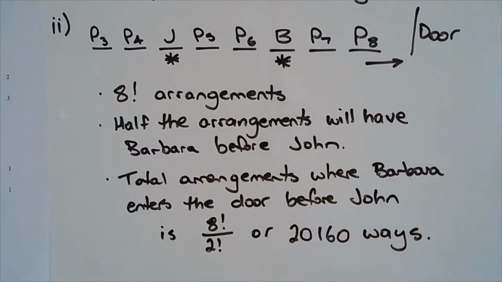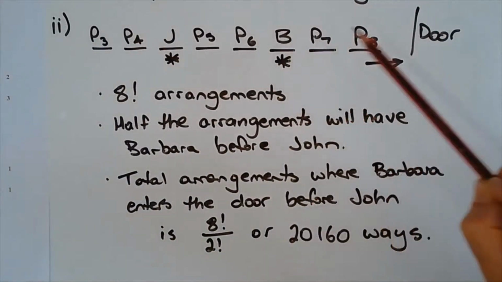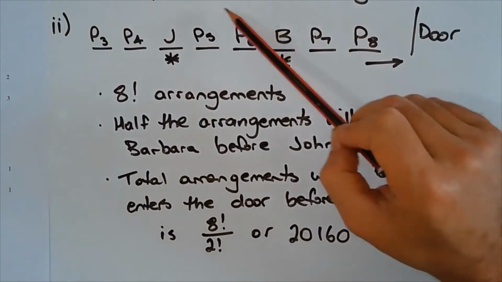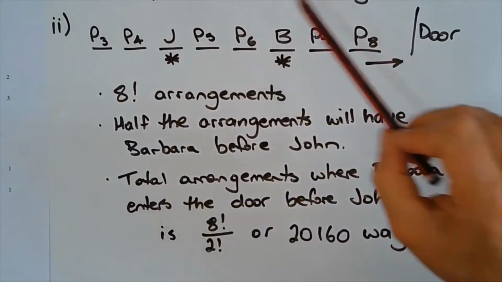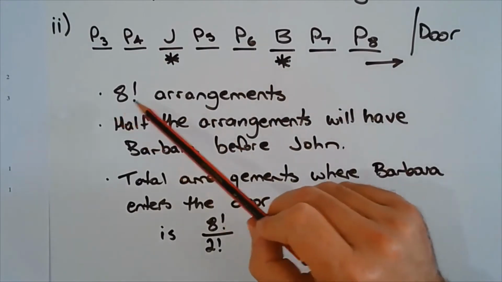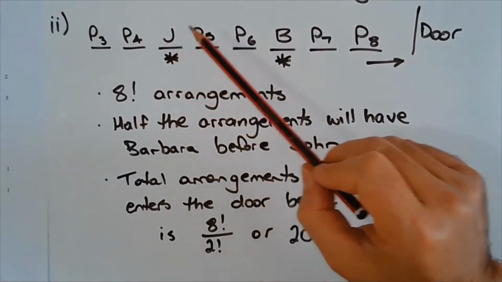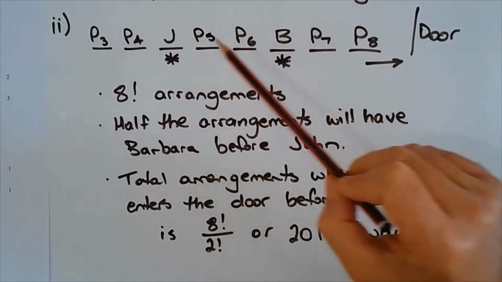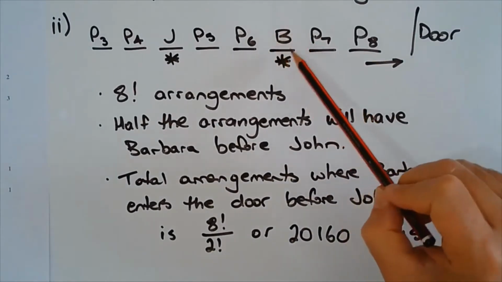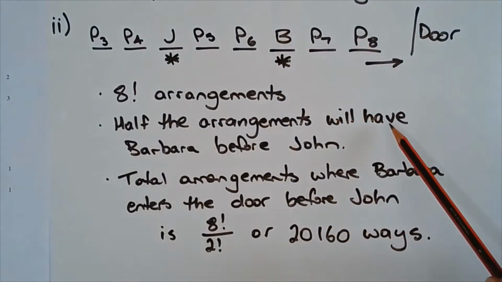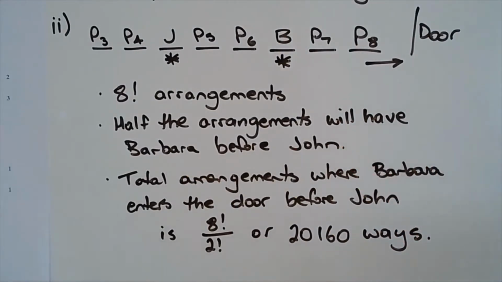But we're only interested in the number of ways that this can occur where Barbara enters the door before John. And that can include any number of people in between Barbara and John. So Barbara and John can take any 2 of these 8 positions. And the 8 factorial includes the positions where John is before Barbara or Barbara is before John. So wherever the J and the B occur on the dash diagram, they can be swapped around. But we're only interested in the situation where Barbara enters the door first. So half the arrangements will have Barbara before John and the other half will have John before Barbara. So the total number of arrangements where Barbara enters the door before John is 8 factorial divided by 2 factorial ways or 20,160 ways.